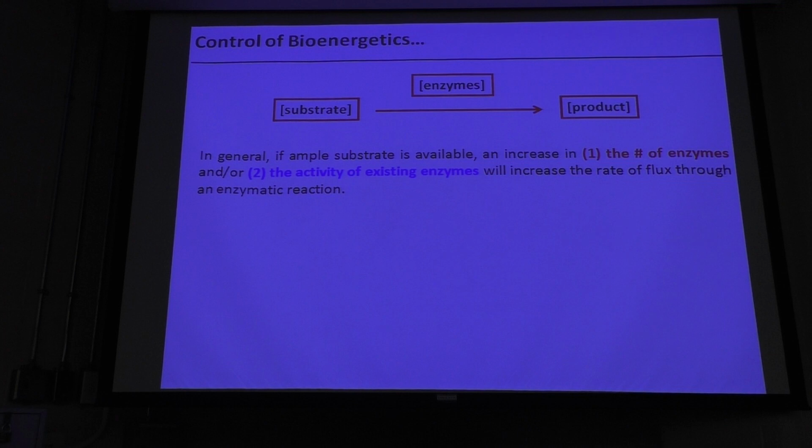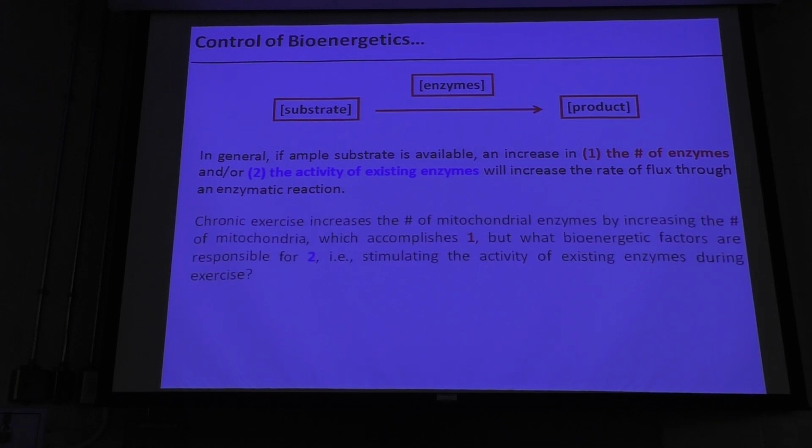In general, if there is ample substrate, for example enough oxygen in the cell, an increase in the number of enzymes or the activity of existing enzymes will increase the rate of flux through an enzymatic reaction. We talked about that. Chronic exercise training serves to increase the number of mitochondrial enzymes by increasing the number of mitochondria, which accomplishes number one. But the question then becomes, what bioenergetic factors are responsible for number two, stimulating the existing enzymes, regardless of their concentration?